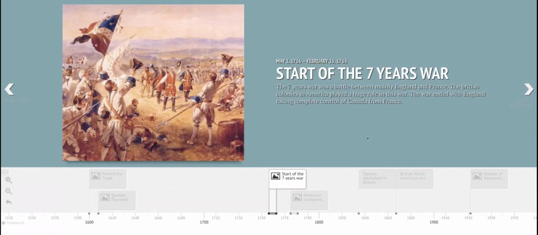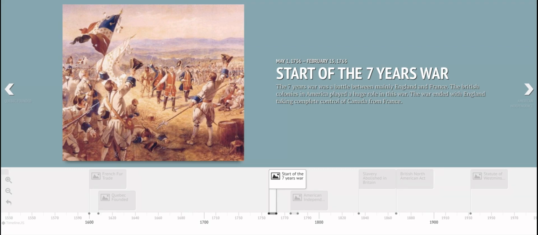From May 1st, 1756 through February 15th, 1763 was the 7 Years' War. And this had a huge impact not only on Canada, since by the end of this war, Canada belonged solely to the English, to the British. France ceded all rights to Canada at this point.